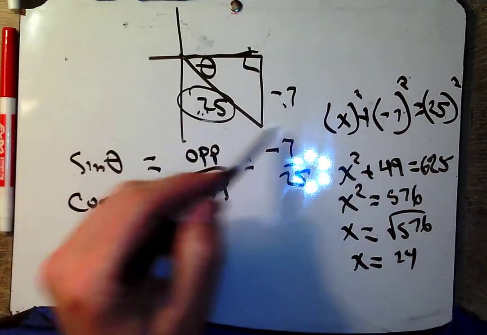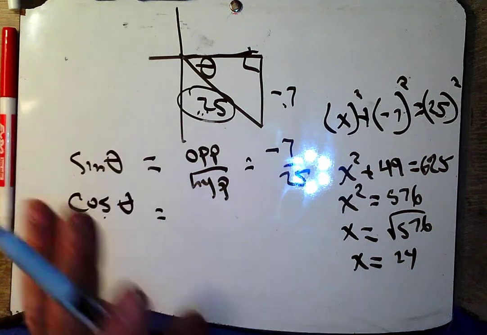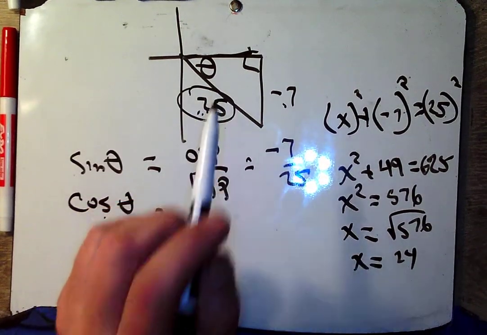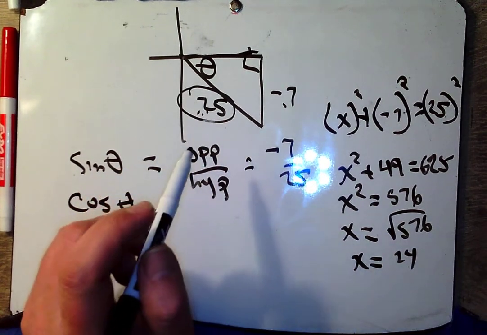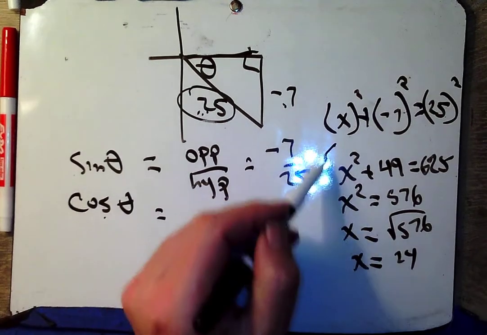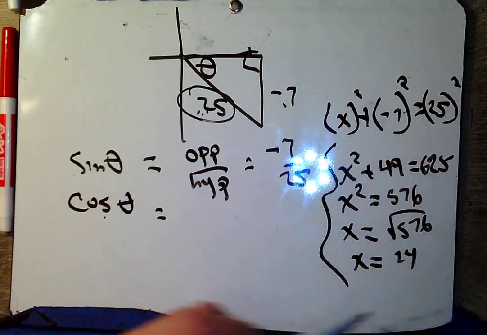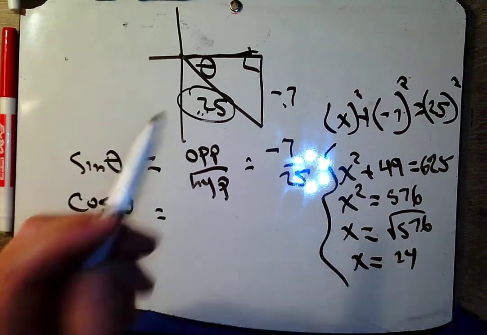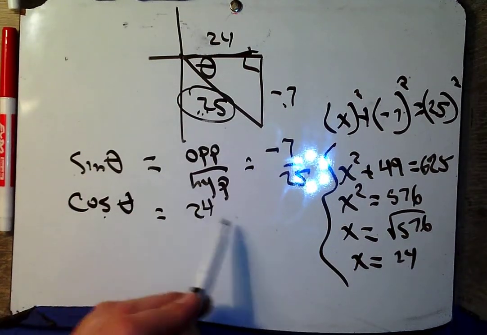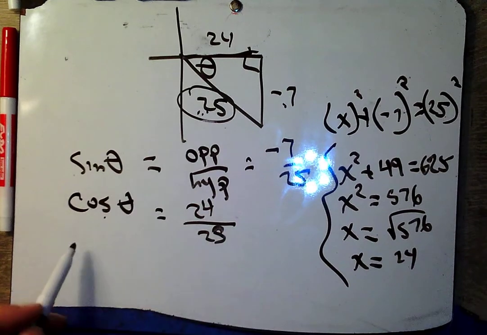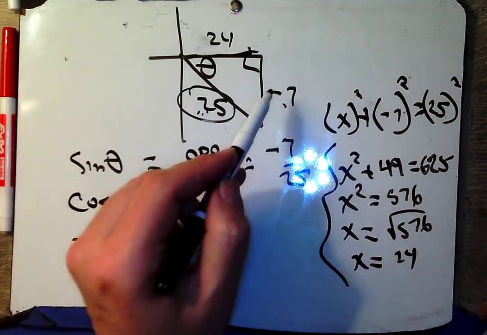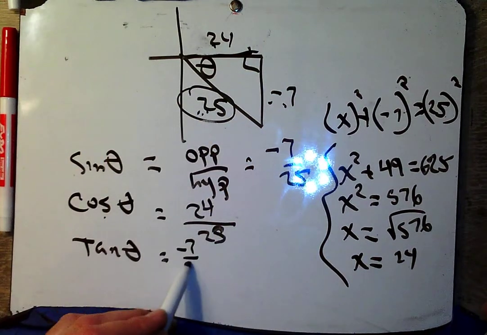Either I use my triples in this case, and trust me, it's not always the case with your textbook, but your textbook authors, they loved Pythagorean triples. And really, with Pythagorean triples, your work takes so much less time if you know them and don't have to derive them every time. So it might be worth learning. Okay, so cosine is adjacent over hypotenuse. And tangent is going to be opposite over adjacent.